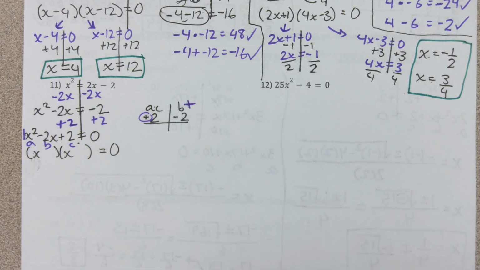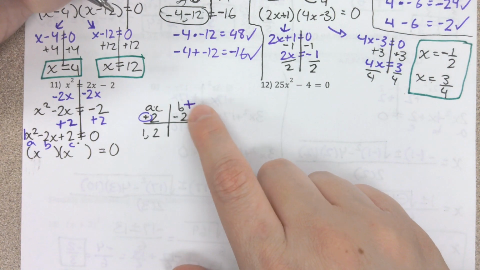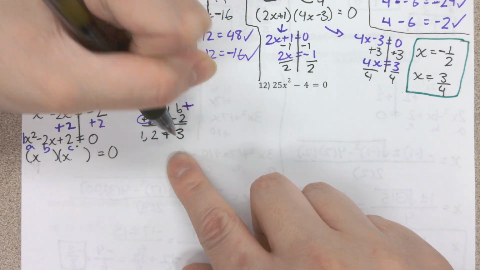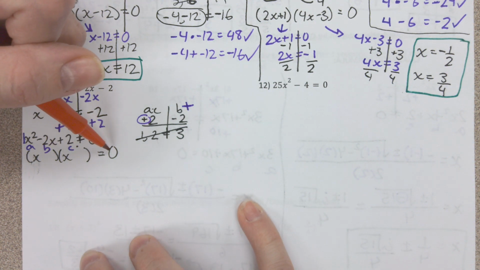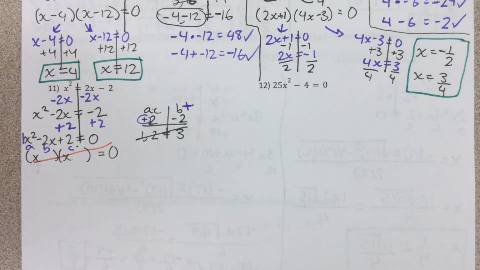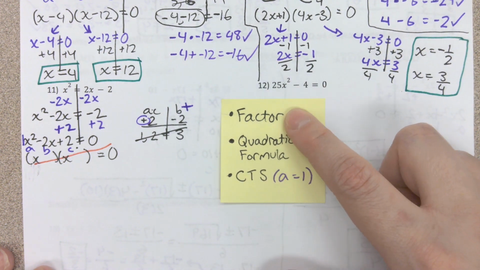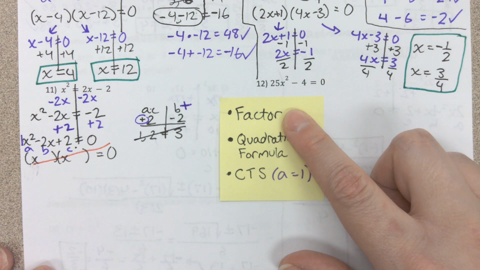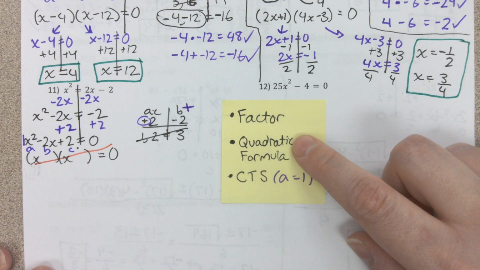Now 2 is easy. 2 only has one pair of factors, 1 and itself. If I add 1 and 2, I get a 3. So I can't get a 2. Problem. I don't have any other factors. This is not a factorable problem. That doesn't mean I'm done. That just means I can't factor. So since I can't factor, I would either have to do complete the square or quadratic formula. So I'm going to go with quadratic formula.